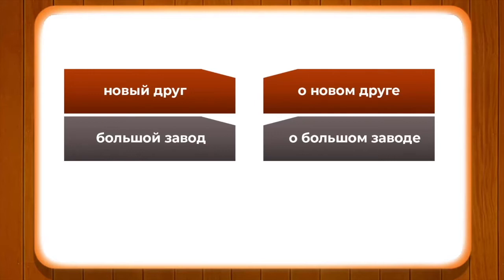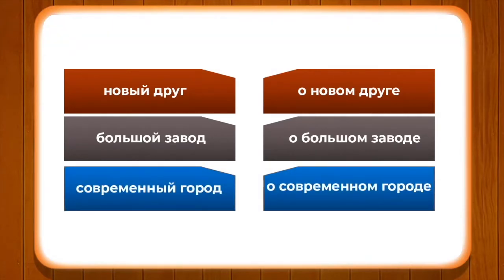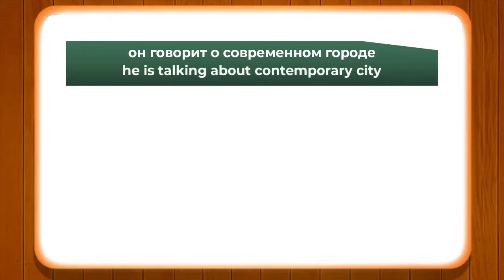Alright. So, now let us pay attention to the next sentence. Современный город, о современном городе. So, city is inanimate. О чем он говорит? Он говорит о современном городе. He is talking about a contemporary city.